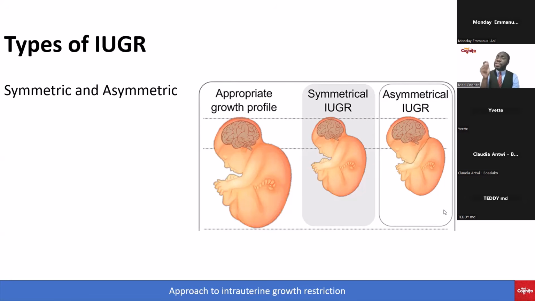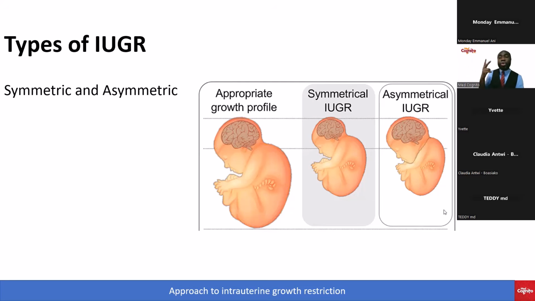Symmetrical IUGR and asymmetrical IUGR, which of them do you think starts very early in pregnancy? And which of them do you think comes on late in pregnancy? Symmetrical starts earlier. Okay. Which of them is likely to be as a result of an early issue in pregnancy? Symmetrical. Beautiful. And which of them is as a result of maybe a late issue in pregnancy? Asymmetrical.